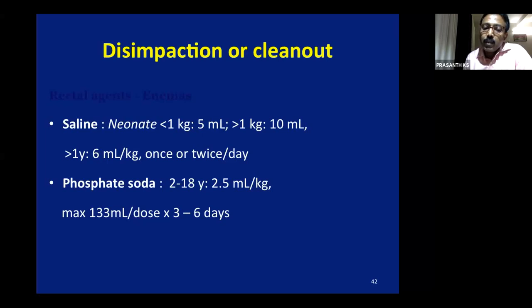That is not recommended in infants. That can be used in the age group 2 to 18 years. The dose is 2.5 ml per kg with a maximum of 133 ml per dose, for a maximum of 3 to 6 days. The proctoglycerin enema is the classical example of this phosphate soda preparation.